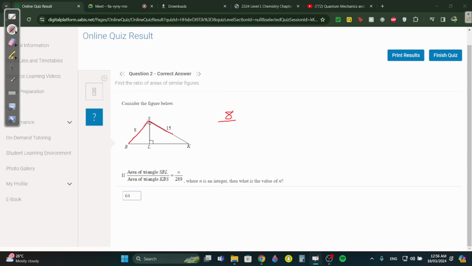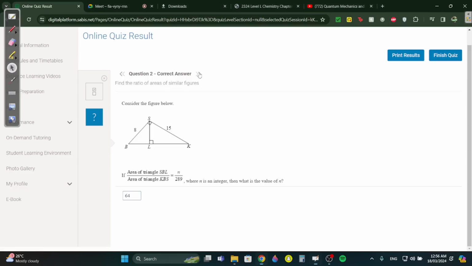This triangle here, they said KBS, opposite side. We have to find it, so it will be 8 squared plus 15 squared. You get 289, square root of 289 is 17. So 8 over 17 squared, you get 64 over 289.